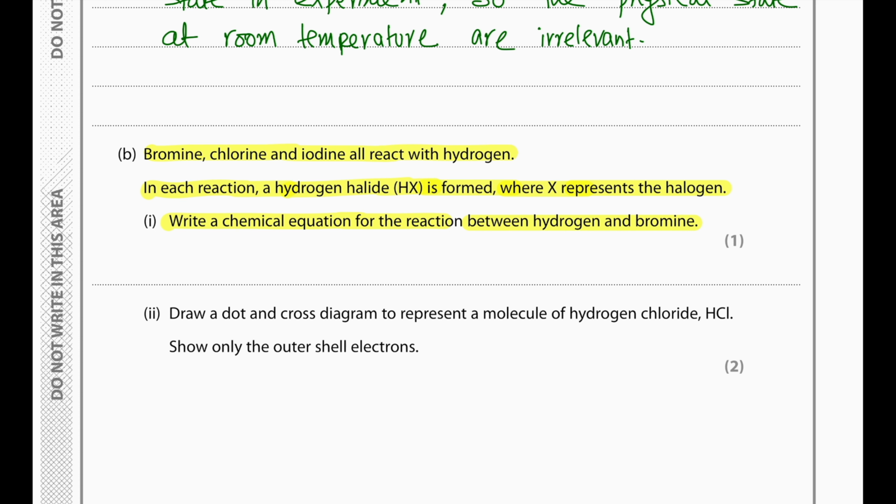So, to write a chemical equation for the reaction between hydrogen and bromine, first of all, we will consider H2 plus Br2. Why did we write H2 and Br2? Because they are both diatomic. Then, this produces HBr. Because there are two atoms of H, we are going to write 2HBr.